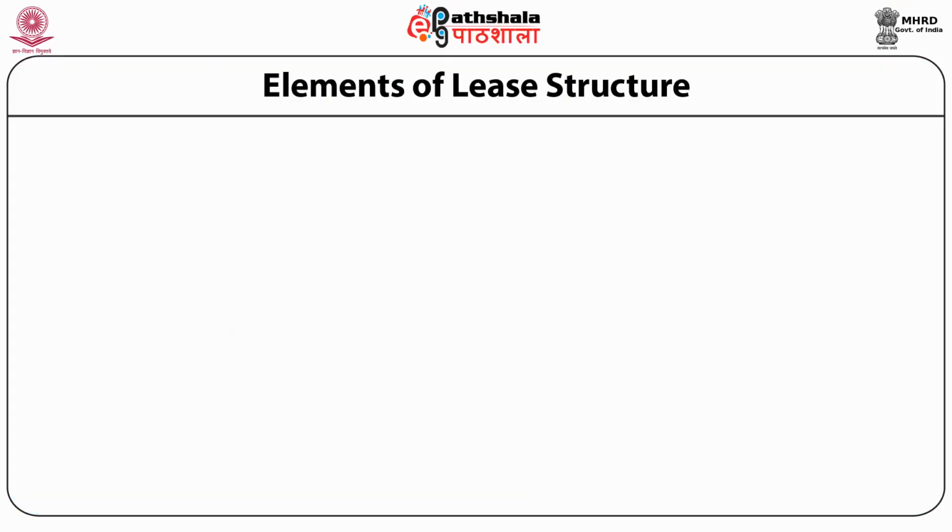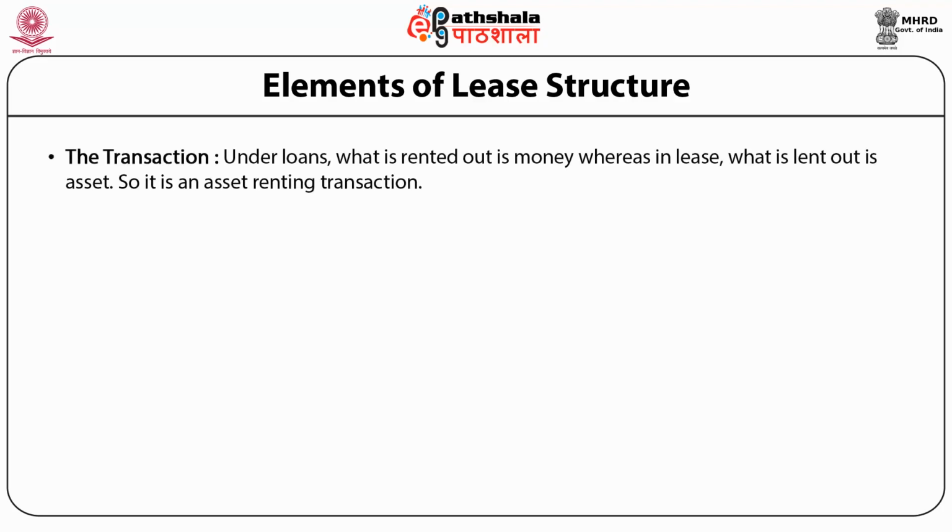Elements of lease structure. A lease is different from a steady finance transaction. The important elements are the transaction. Under loans, what is rented out is money, whereas in a lease, what is lent out is an asset. So it is an asset renting transaction.